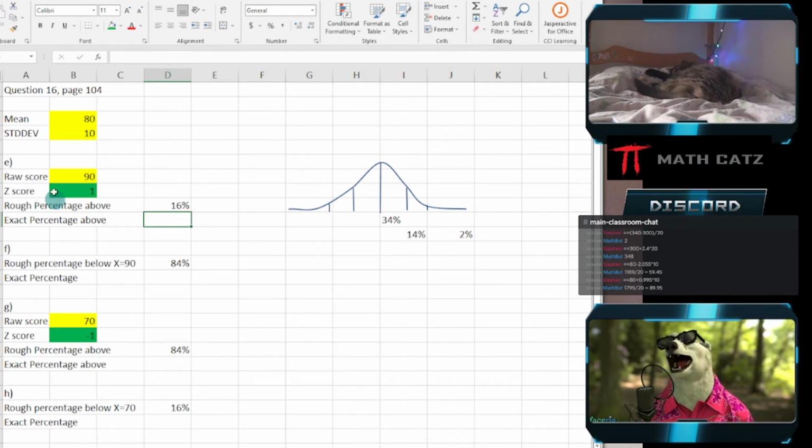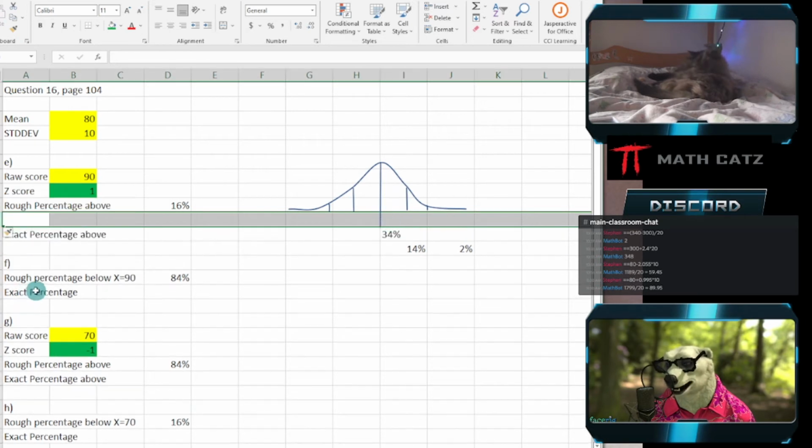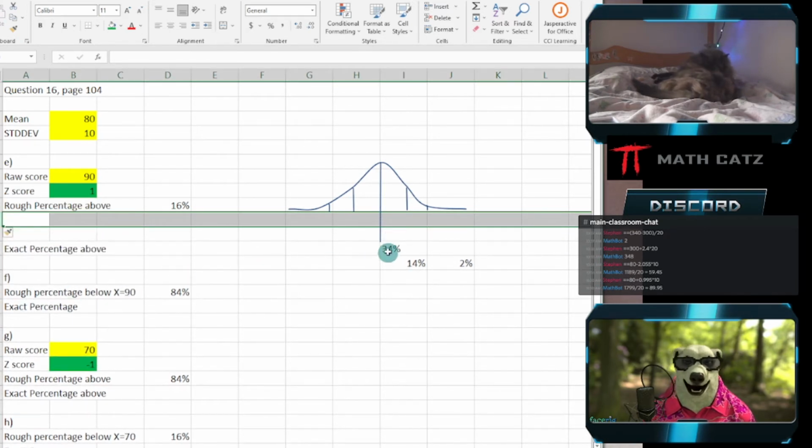So let's just remember in E, what were we looking for? Our z-score was 1, so our line is over here. We're looking for above, but we need to find the exact percentage that corresponds to that z-score of 1. The z-score is exact, it's 1. What is the percentage really? If I think about what we're looking for, we can look for above or below, doesn't really matter. I'm just thinking of my spacing here, just make some space here, maybe another line, not sure.